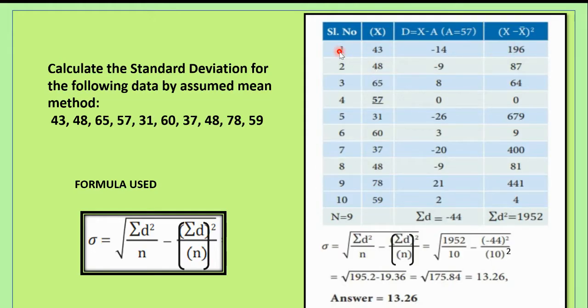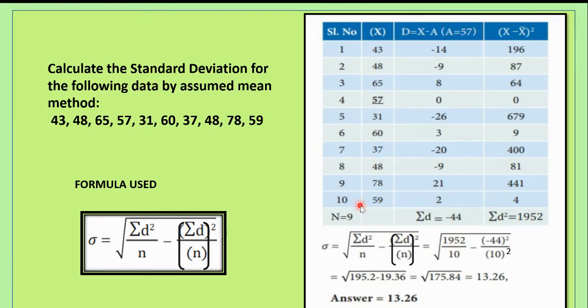The serial number is 1, 2, 3, 4, 5, 6, 7, 8, 9 and 10. Then the values: 10 values are given, that's why I have marked 10 in the serial number. The numbers are 43, 48, 65, 57, 31, 60, 37, 48, 78 and 59. So all the values are tabulated in the tabular column.